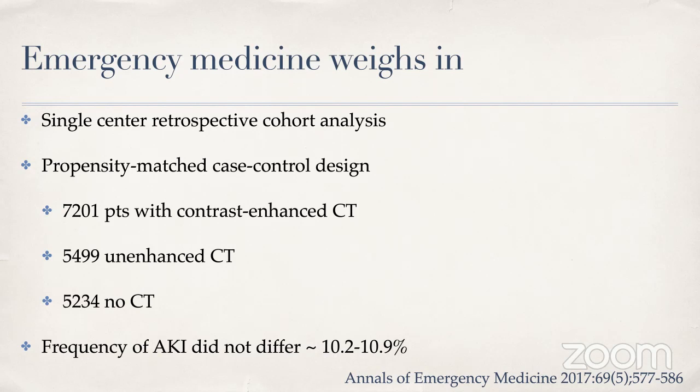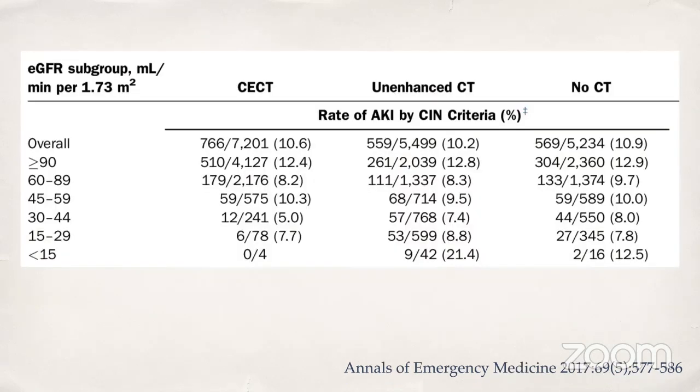This was a single center retrospective cohort analysis where they looked at a propensity matched study where patients who got contrast were compared to those who either didn't get a contrast enhanced CT scan or patients who got no CT scans whatsoever. And what they found in that study was that the amount of acute kidney injury didn't differ. If you got contrast, your risk of acute kidney injury didn't seem to be any higher than those who didn't get any contrast.